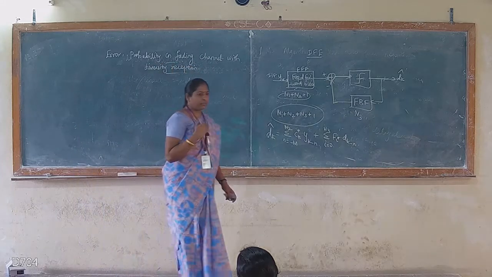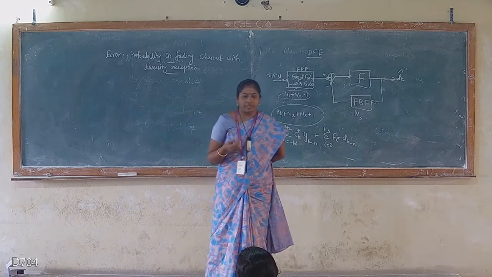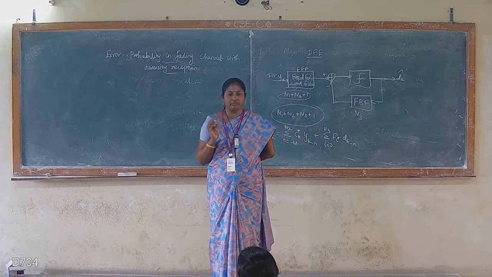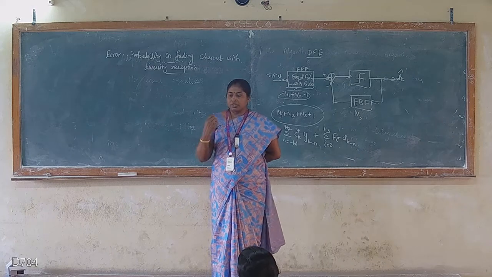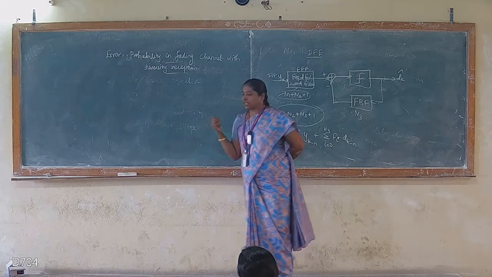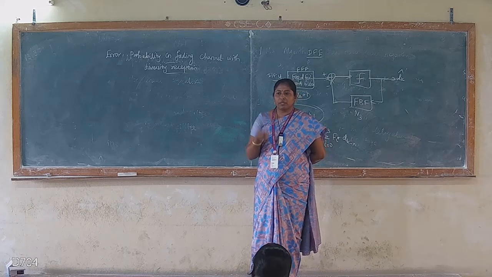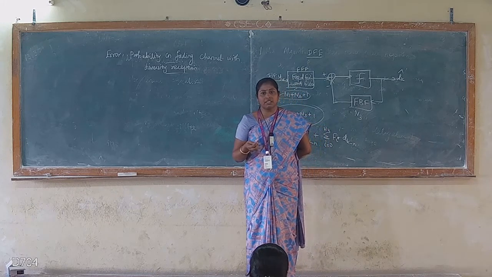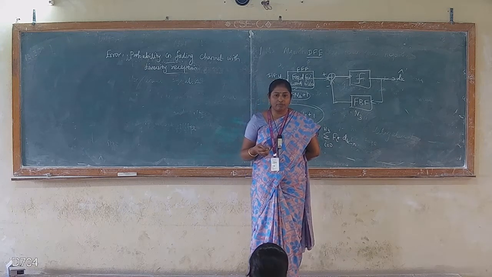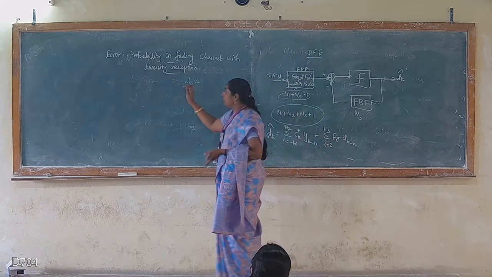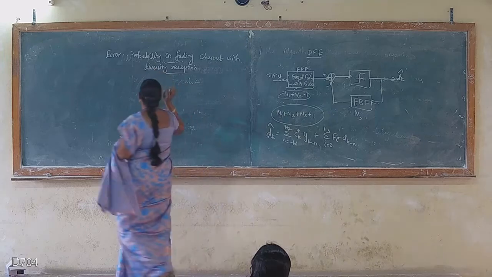Definitely the error probability of a fading channel is high compared to a non-fading channel. So what is the use of diversity? Diversity is used to reduce the fading effect. If you apply diversity to a fading channel, definitely we can reduce the probability of error. That is the objective of this topic.